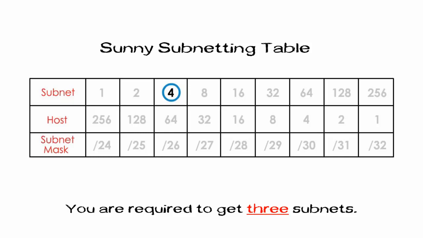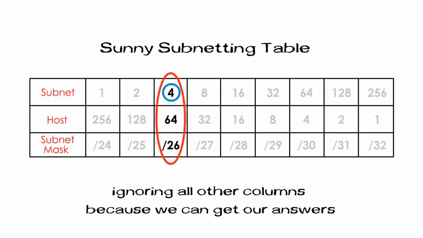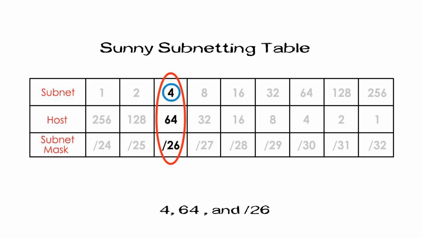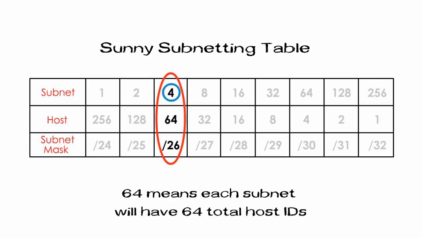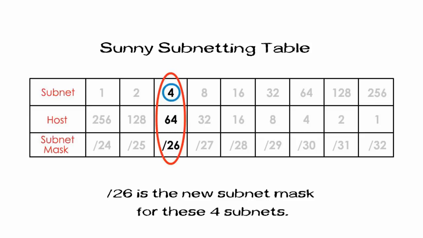So we choose 4 subnets, 4. Let me circle the whole column, ignoring all other columns, because we only use these 3 numbers, and we can get all our answers just from this column or these 3 numbers. 4, 64, and /26. 4 means 4 subnets. 64 means each new subnet will have 64 total host IDs, including network ID and broadcast ID. /26 is the new subnet mask for all these 4 subnets.